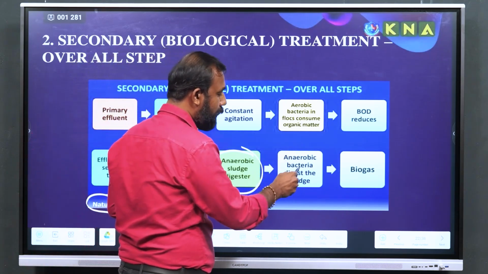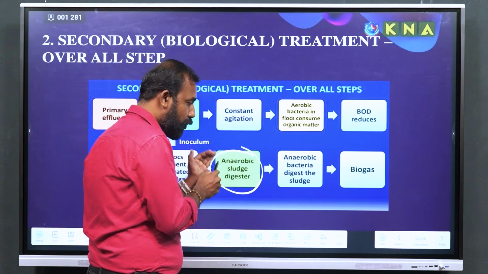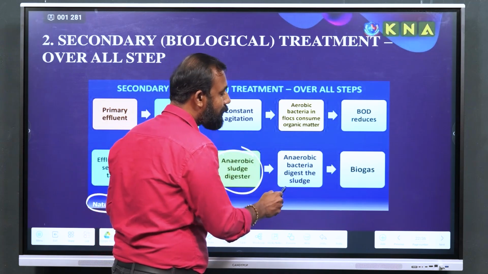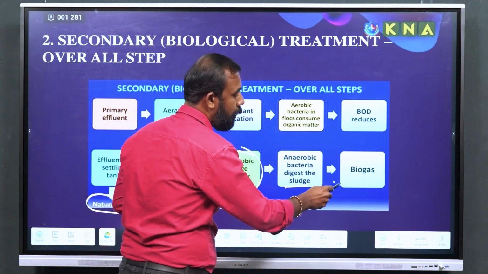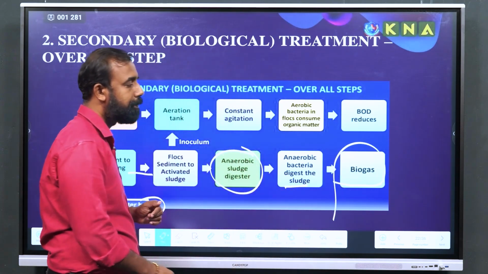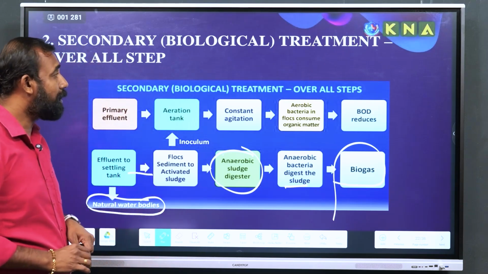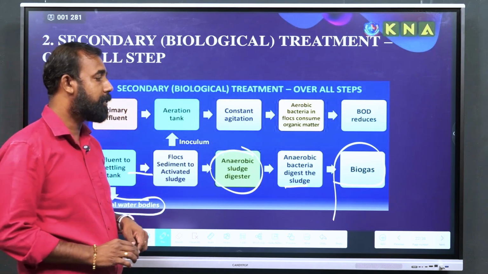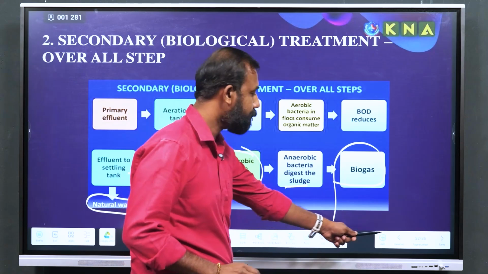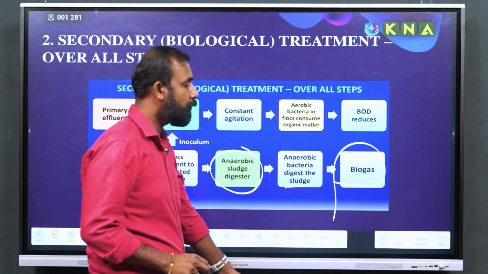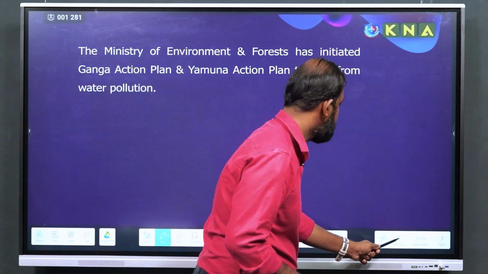So the anaerobic bacteria present in the anaerobic sludge digester, they digest the sludge and thereby we can produce the biogas. So this is the secondary treatment, overall steps. Okay. So we will revise the topic.